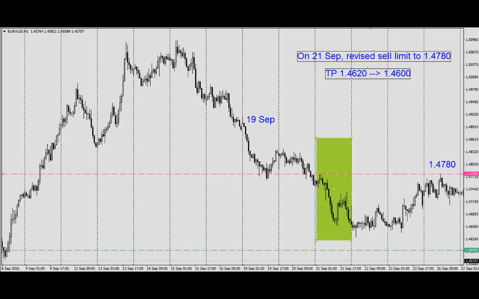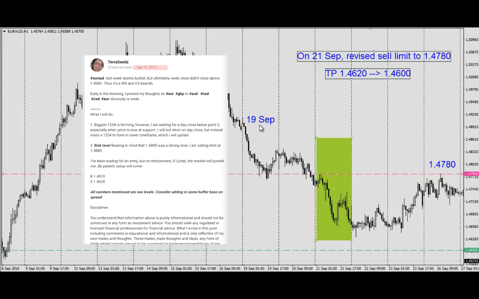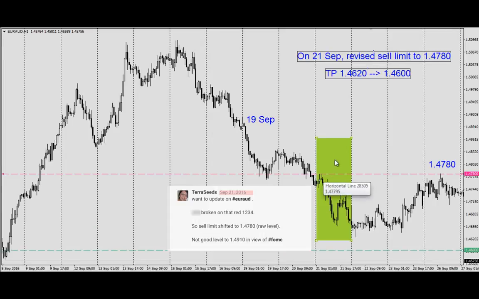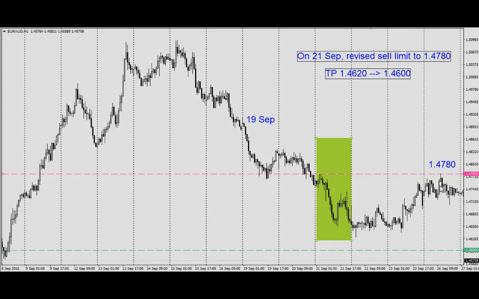All right, let's take a look at the charts here. We have on the 19th of September, my first post in EURAUD, which I posted to short EURAUD. And on the 21st of September, I revised the sell limit to 1.4780. And that's the 1.4780 here. The trade was filled on the 26th of September here at the highest point.